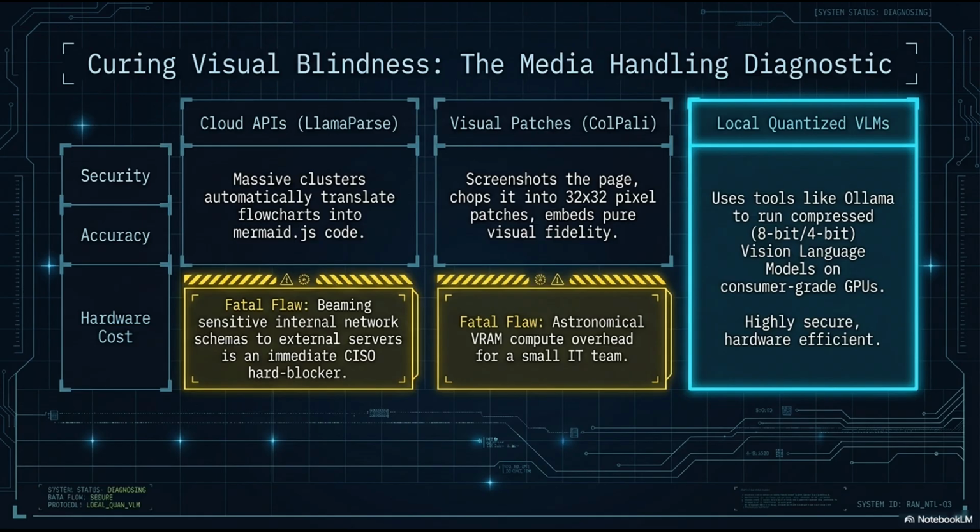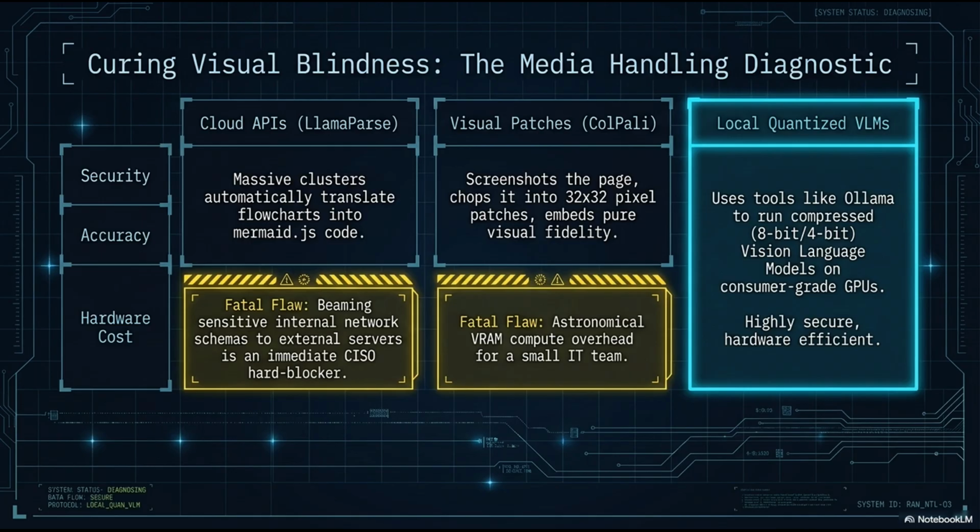It's a fantastic solution out of the box. But there's a fatal flaw for many IT organizations. It is proprietary and cloud-based. I see where this is going. You are sending your company's most sensitive internal network architecture diagrams to a third-party server. For many corporate security teams, that is an immediate NDA breach and a hard blocker. Yeah, your chief information security officer is going to have a heart attack if you start beaming the internal database schemas to an external startup.